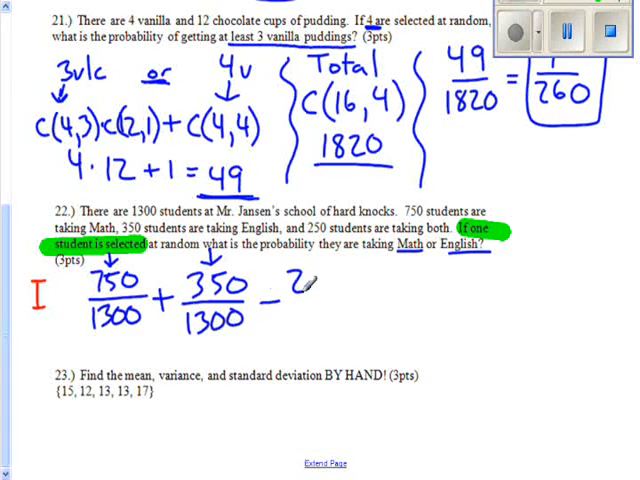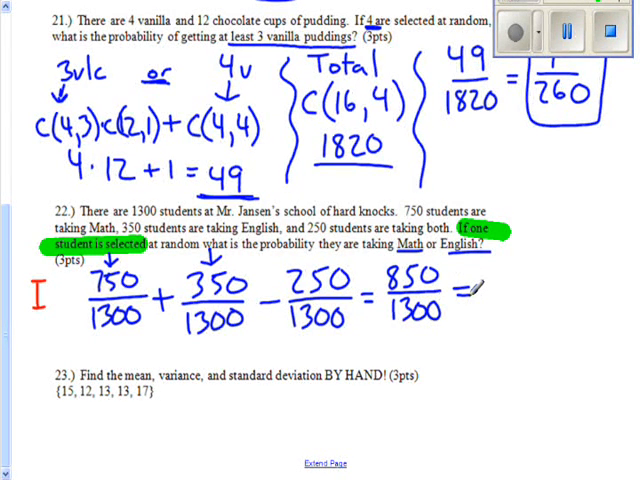So since this is inclusive, I have to subtract the overlap because I counted those 250 students twice, and I don't want to do that. I only want to count them once. Okay, so since I only want to count them once, it looks like that's going to be 850 over the 1,300. Now I can reduce this guy. Looks like they're each divisible by 10 for sure, and then from there we can go with 5, and let's reduce this thing. Looks like I get 17 over 26. And that's it. Okay, but when it's inclusive, we have to remember to subtract the overlap.